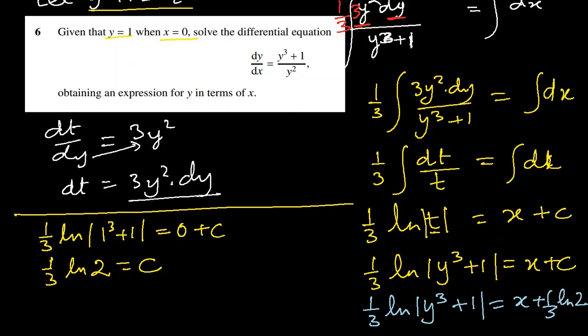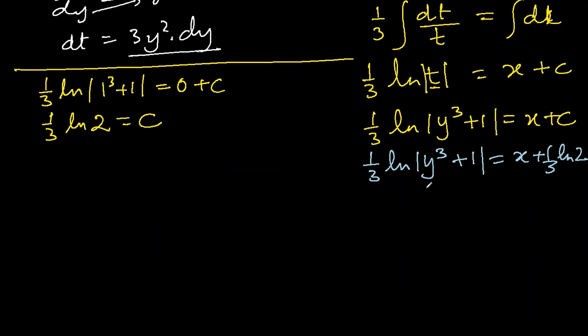Okay, they're saying obtain an expression for y in terms of x, and this is not y in terms of x. That means we have to isolate this y. First, this 1/3 should go. So multiply this whole by 3. Okay, so 3 and 1/3 cancel out here. So what are we left with? Ln y cube plus 1 equal to, if we open the bracket, it becomes 3x, this 3 and 1/3 will again cancel out, so just ln 2.